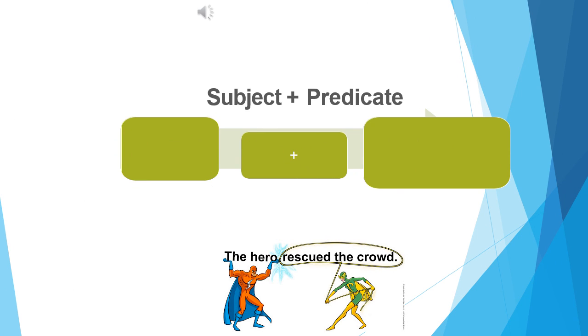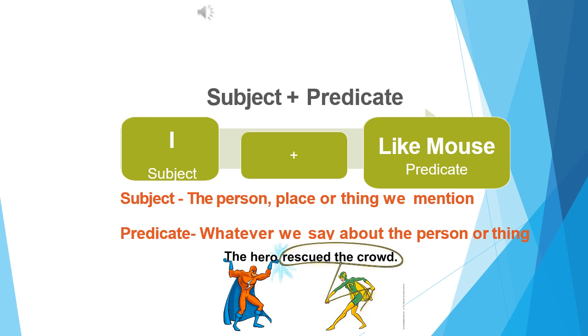So now we are going to talk about subject and predicate. See, a sentence is a combination of words, okay? That gives a complete meaning or thought. And a sentence has three parts: subject, predicate and object. At the moment we are going to talk about subject and predicate. I, subject, plus like mouse is a predicate. Subject, the person, place or thing we mention, that's a subject.